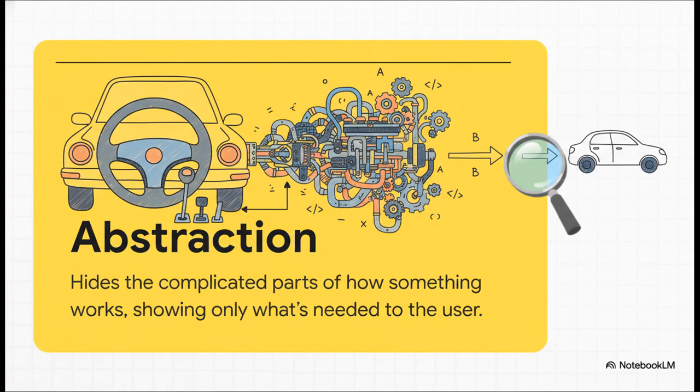So, what is abstraction really? Put simply, it's the art of hiding complexity. The best analogy is driving a car. You use a very simple interface, the steering wheel, the pedals, the gear shift. You don't need to know a single thing about internal combustion to get where you're going. Well, abstraction in programming does the exact same thing for us. It gives us a simple interface to control very complex operations.